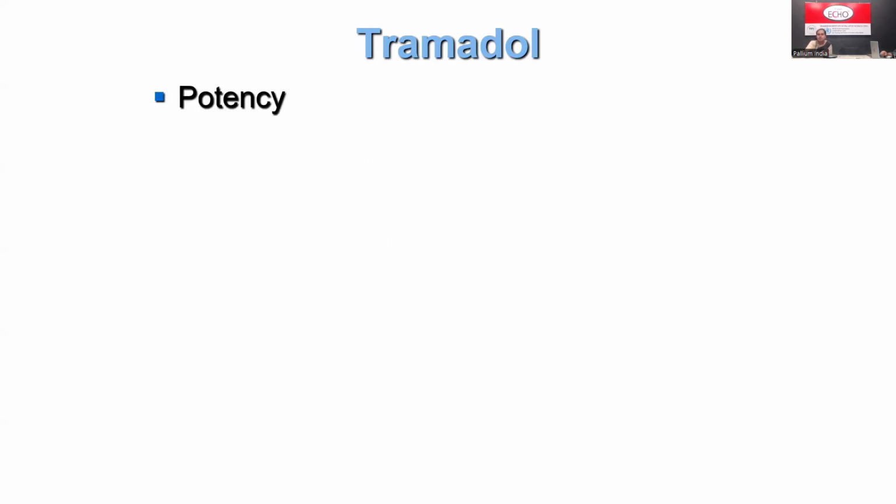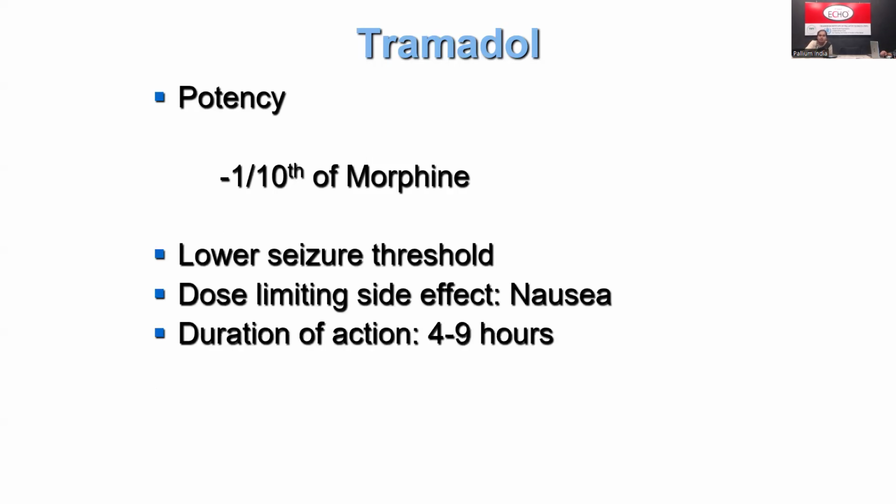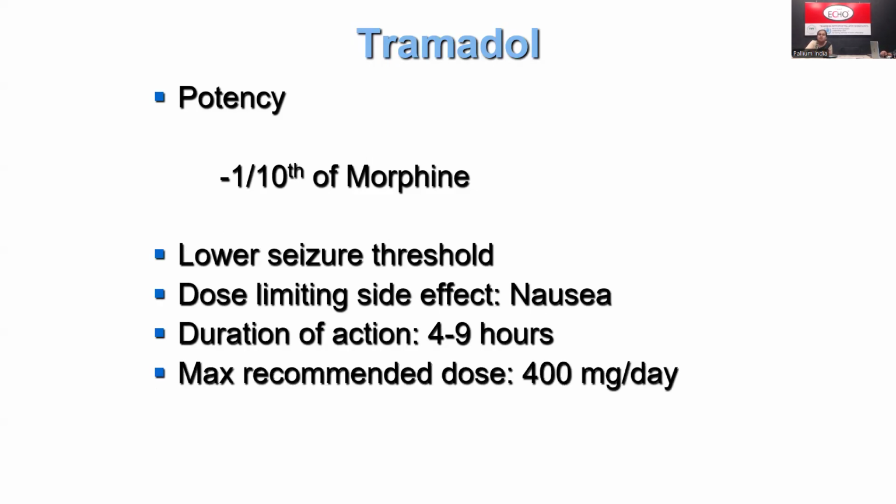The maximum dose of tramadol is 400 milligram per day, and it has 1/10 the potency of morphine. One thing you should keep in mind is that it lowers the seizure threshold. If the patient has brain mets, any seizure history, or raised intracranial tension, like brain mets or any benign growth in the brain, it is better to avoid tramadol because it will reduce the seizure threshold and there is more chance of the patient having a seizure.